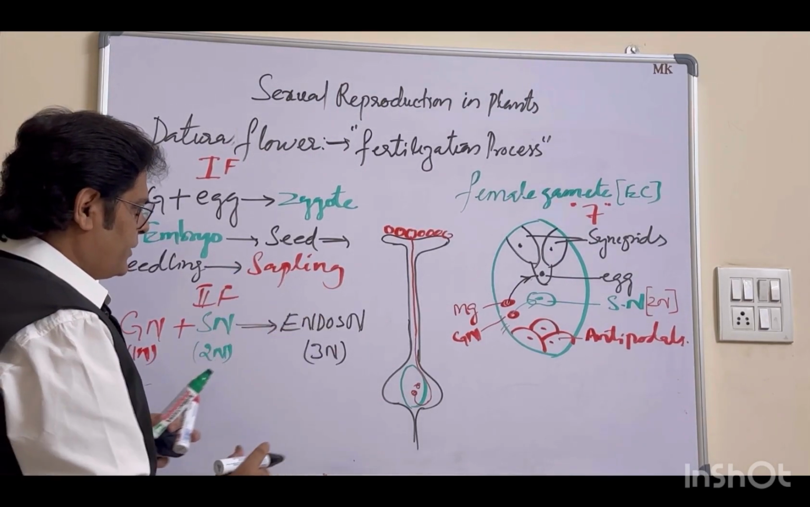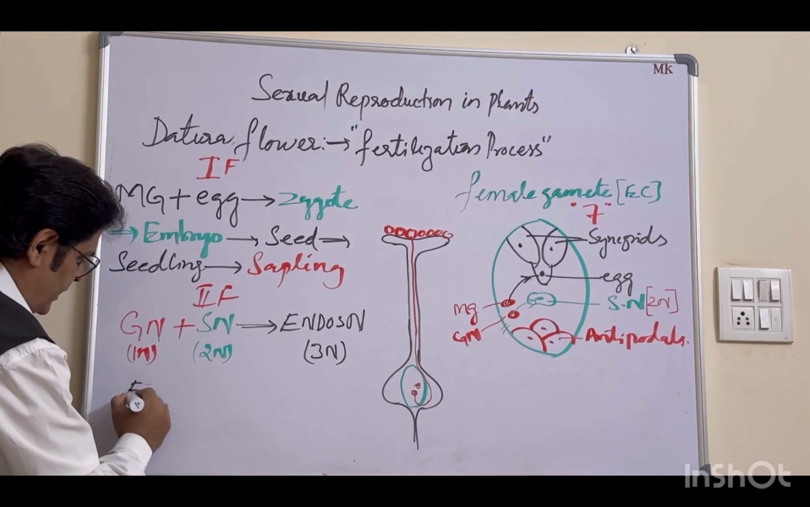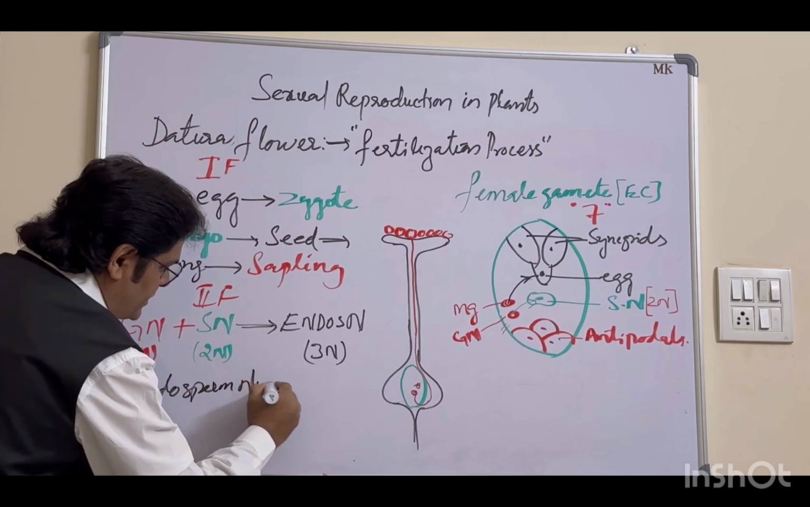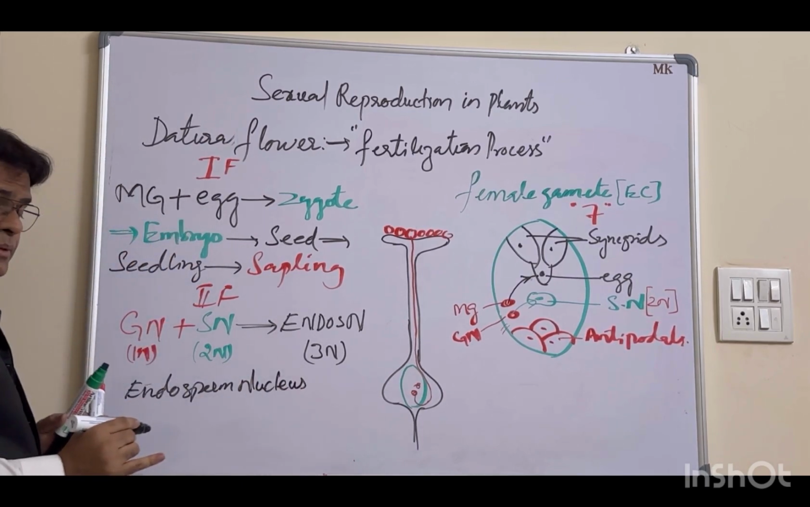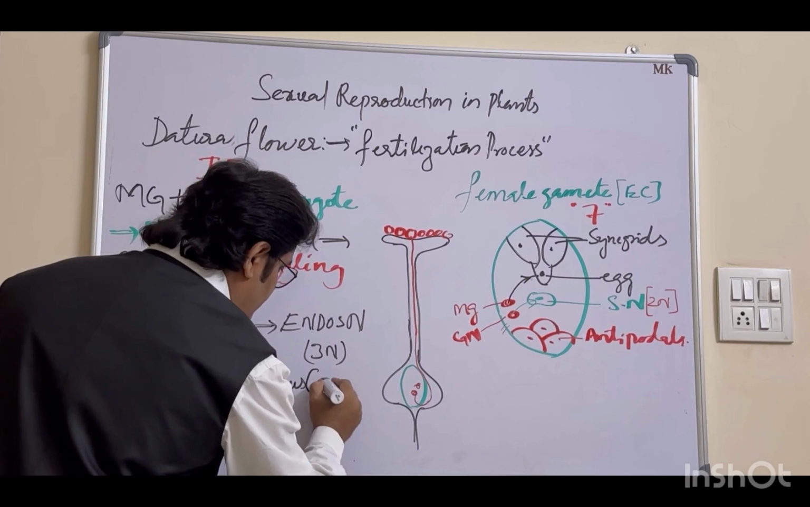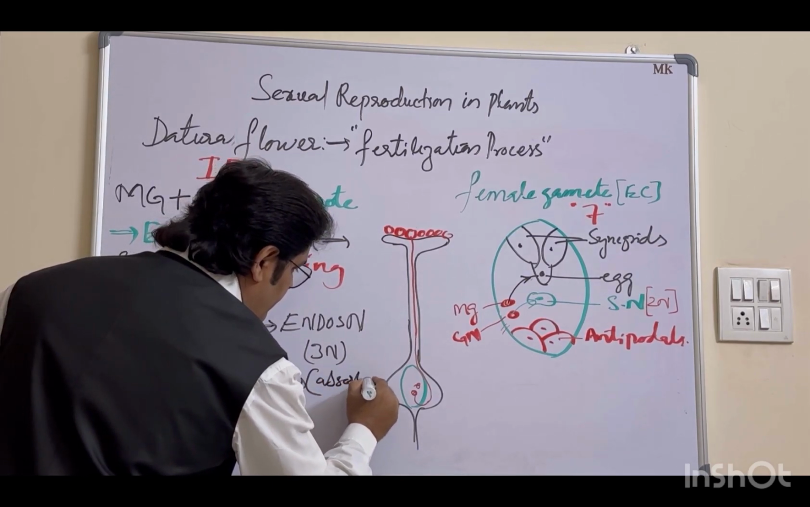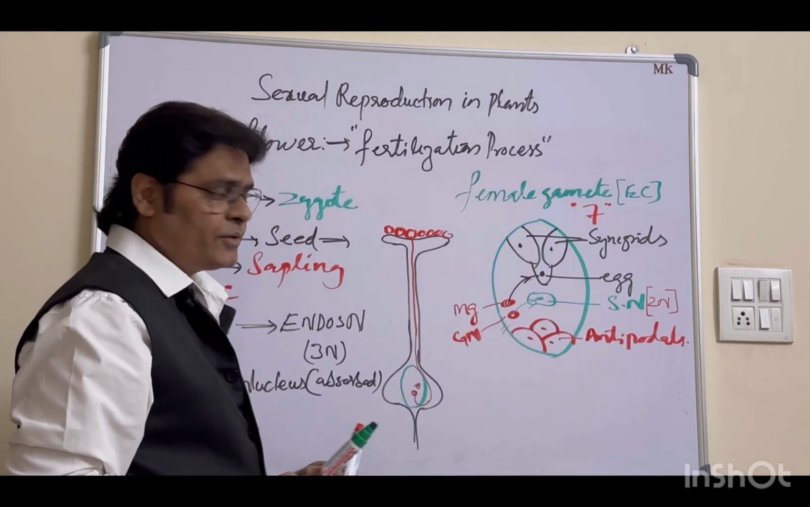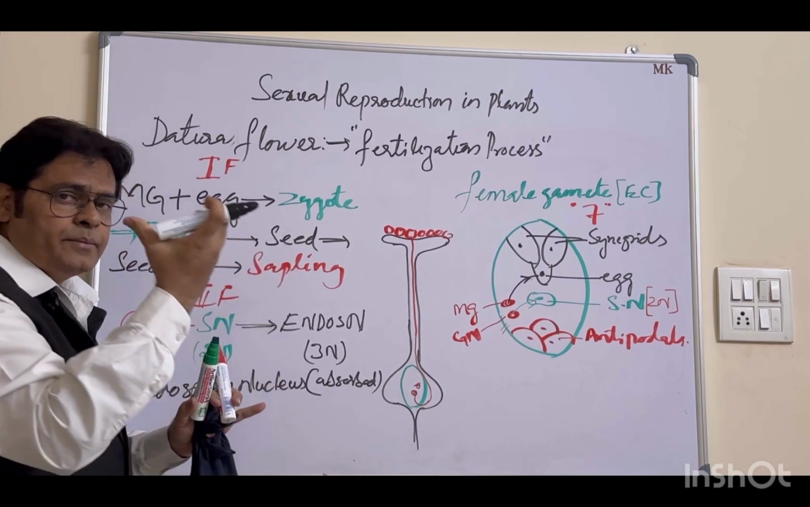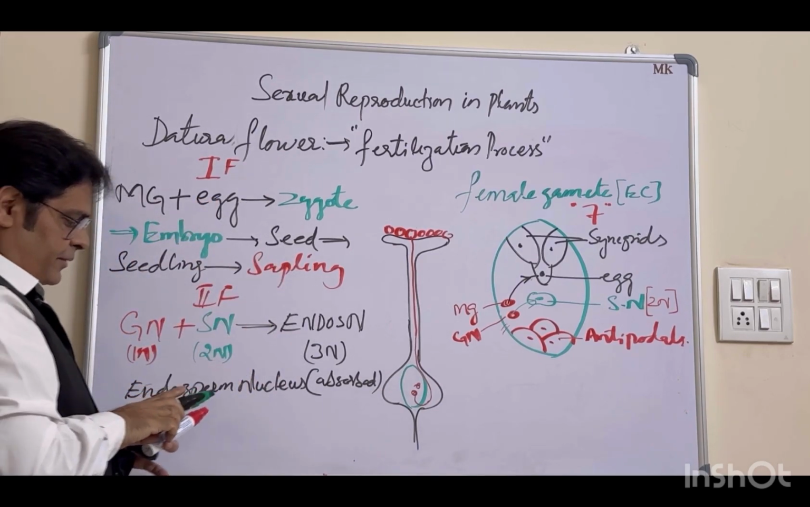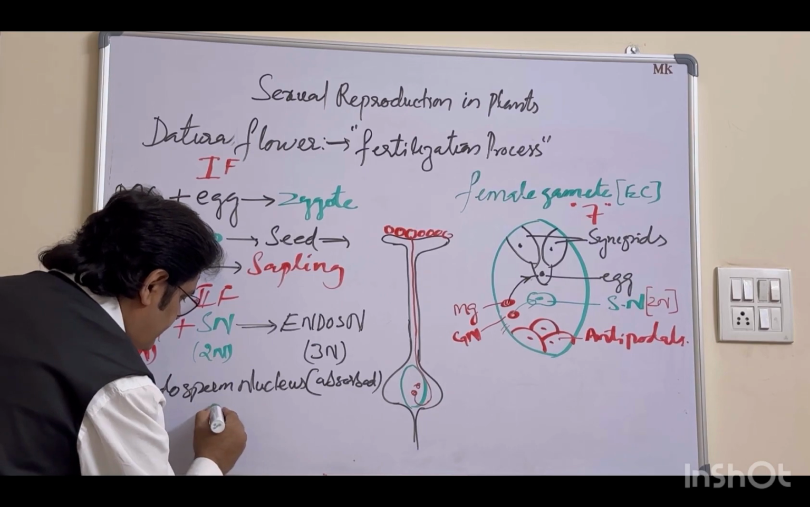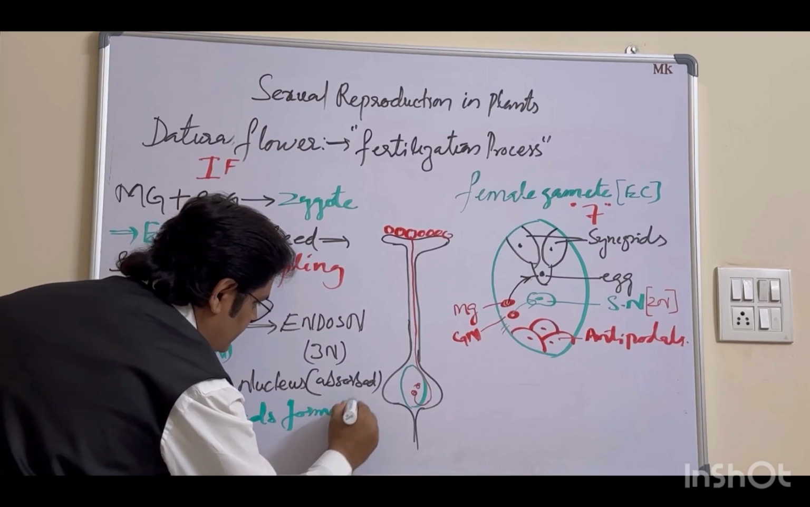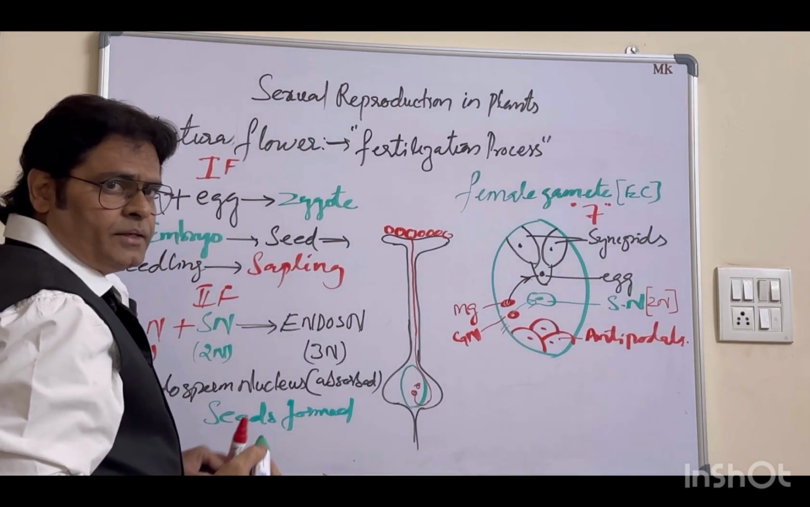Now here, listen carefully. If the endosperm nucleus is absorbed by the ovary or absorbed by the embryo sac, listen carefully, if the endosperm nucleus is absorbed by the ovary, the seeds are formed. What is formed here now? The seeds. Seeds are formed.